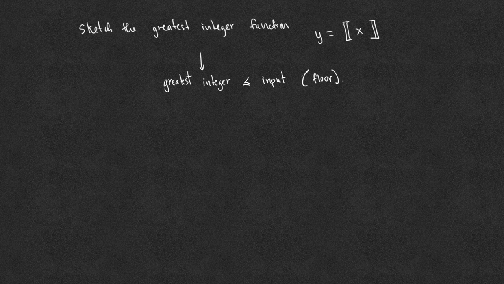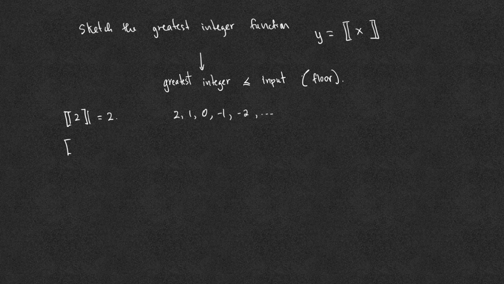For example, if we plugged in 2 into the greatest integer function, the integers that are less than or equal to 2 are 2, 1, 0, -1, -2, and so on. Out of all of these integers, the greatest of them all is 2.